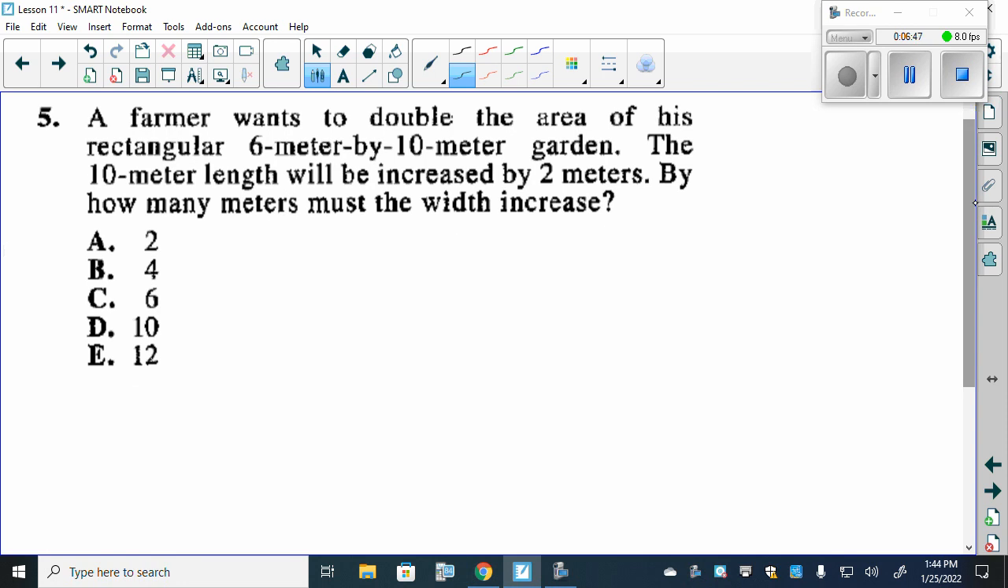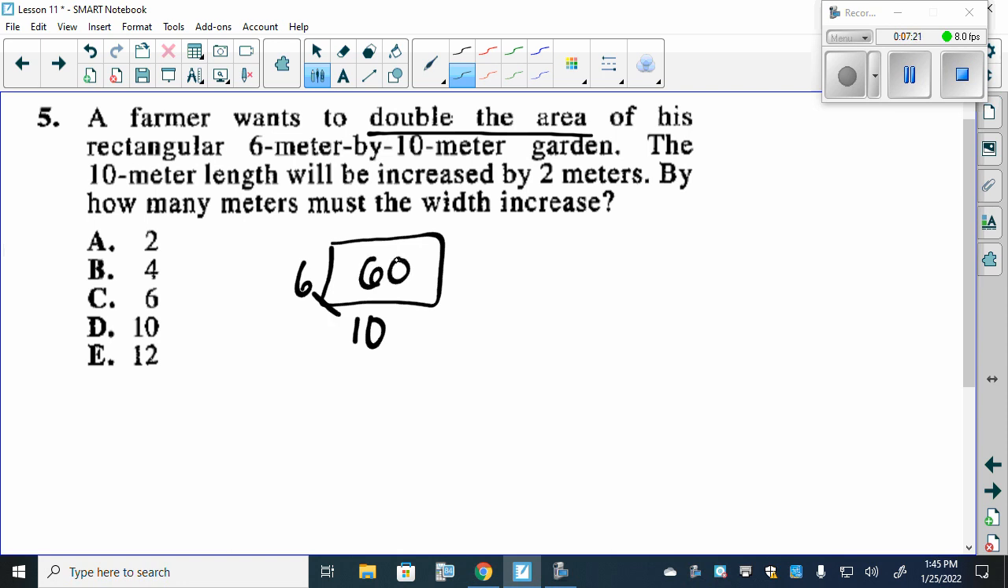A farmer wants to double the area of his rectangular 6x10 garden. The 10-meter length will be increased by 2 meters. How many meters will the width be increased? Well, we're starting out with a 6x10 garden, yes? And we're wanting to do what? Double the area. So what's the area of the original? We'll do 6 times 10, which gives us 60.